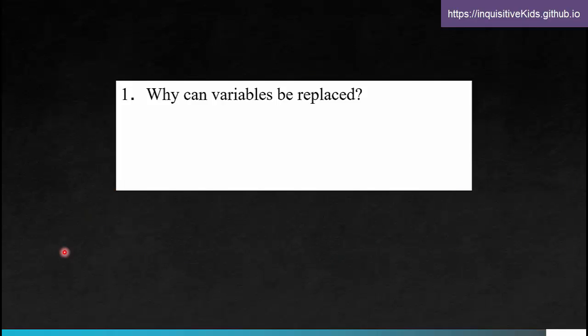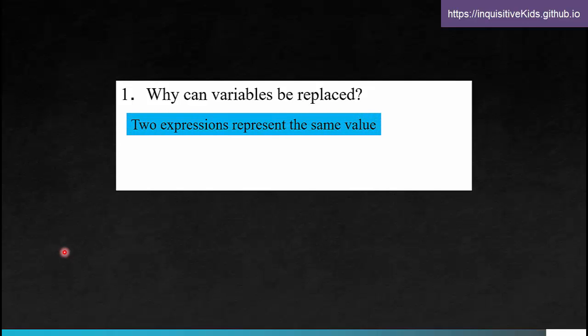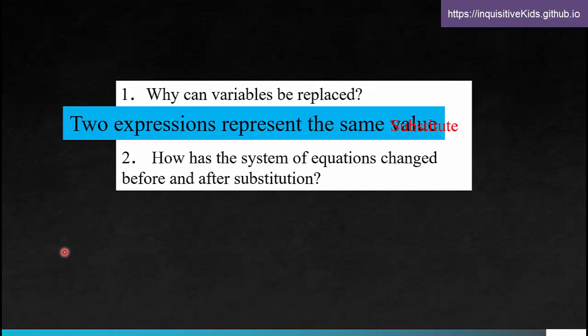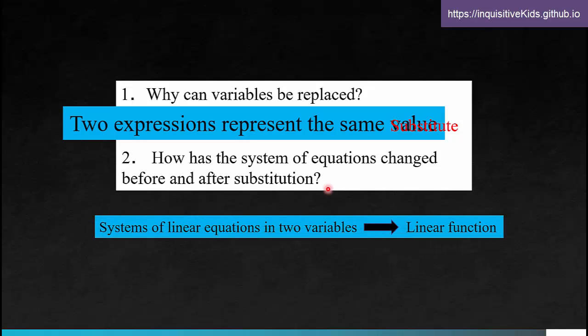So now let me ask you a question. Why can variables be replaced or substituted? Well, the answer is that 2 expressions can represent the same value. So really think about this. 2 expressions can represent the same value. This is substitution. How has the system of equations changed before and after substitution?